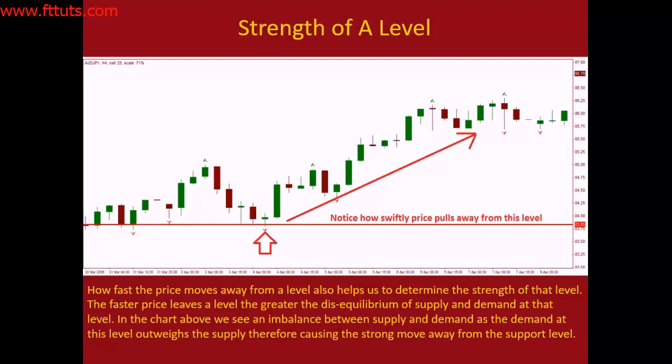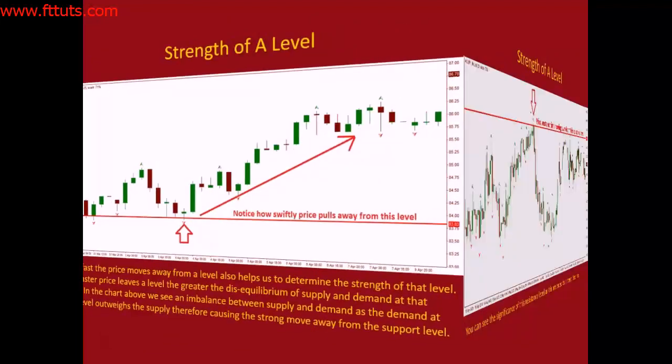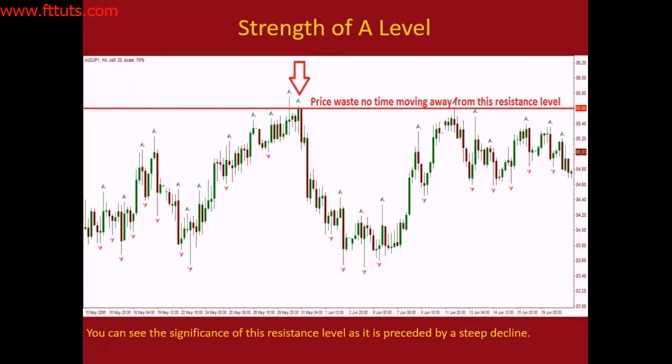So on the chart above, we see an imbalance between supply and demand, as the demand at this level outweighs the supply, therefore causing the strong move away from the support level. Here again you can see price wastes no time moving away from this resistance level. There was so much supply that the market just dropped so hard. There was way more selling pressure than buying pressure here.